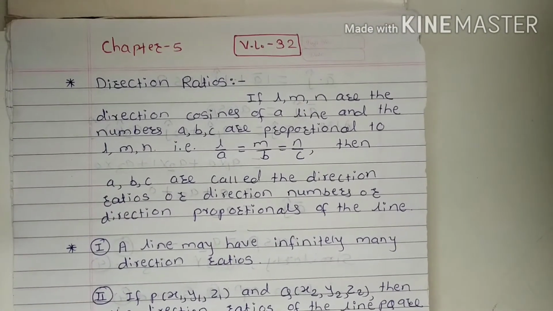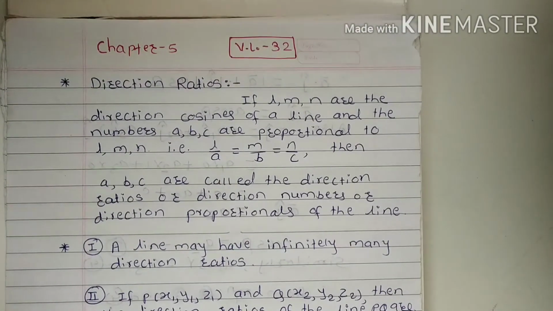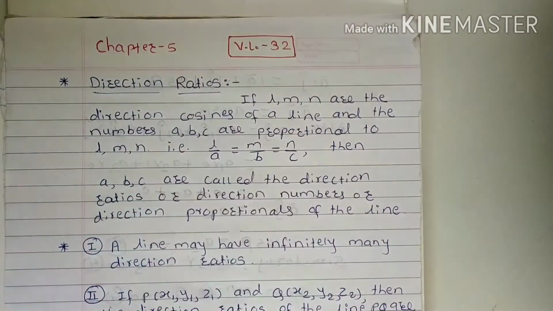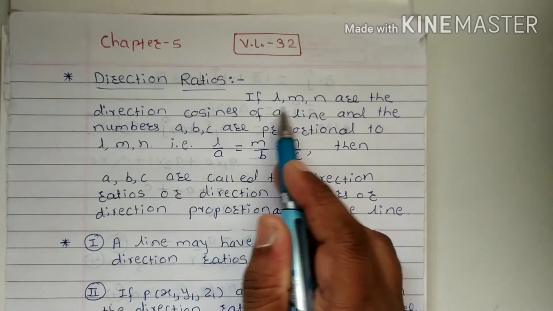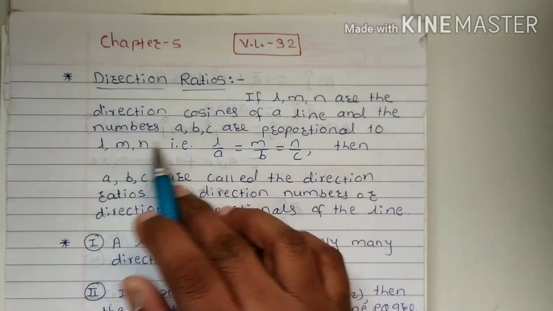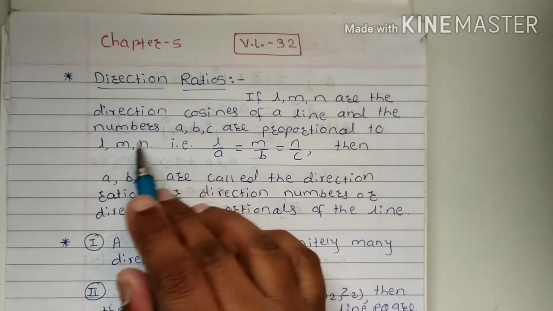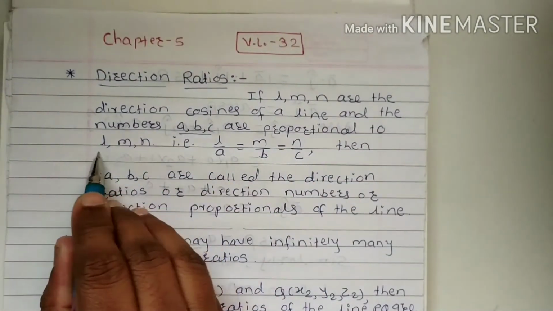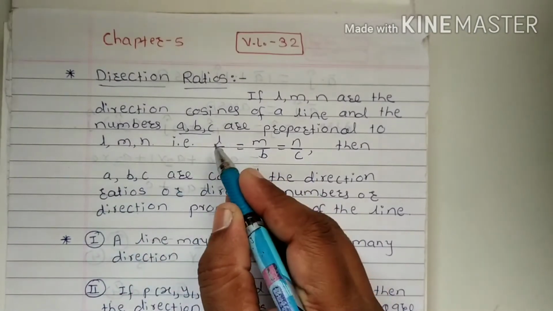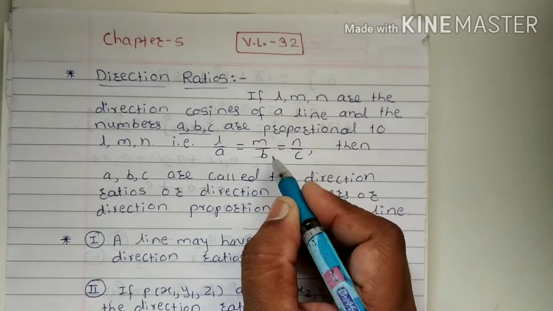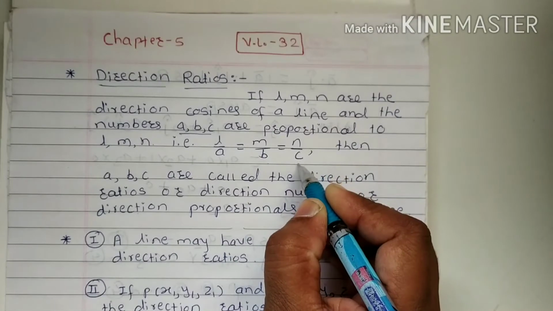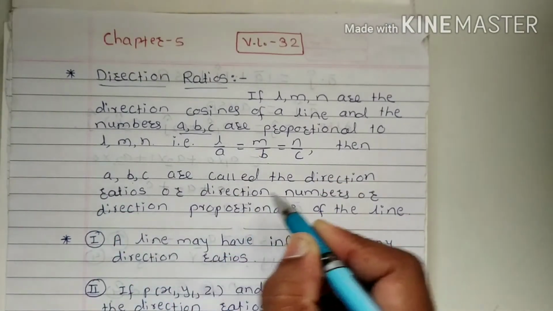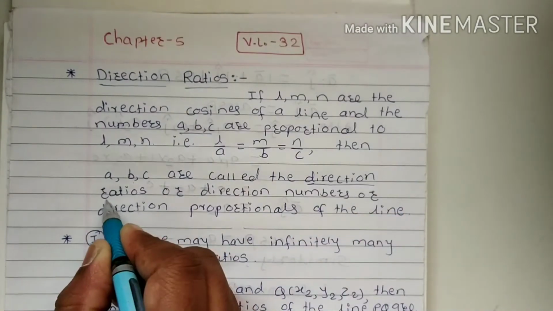Hello students, now we are continuing the next points of vectors, that is direction ratios. If L, M, N are the direction cosines of a line and the numbers A, B, C are proportional to L, M, N, that is L divided by A is equal to M divided by B is equal to N divided by C, then A, B, C are called the direction ratios.